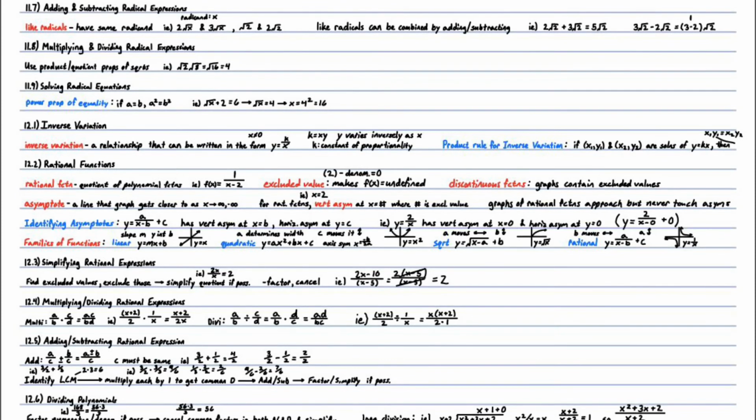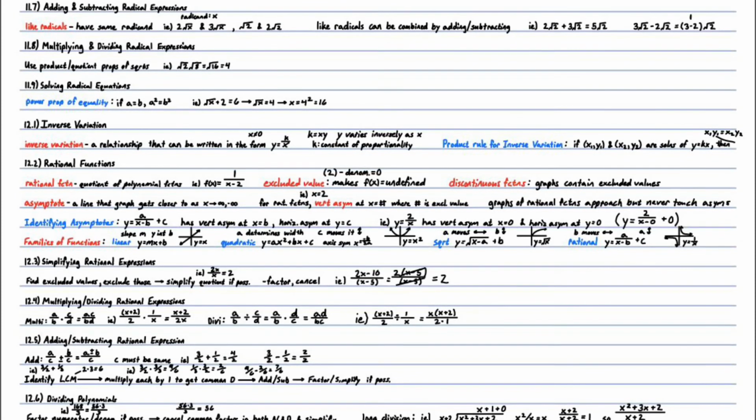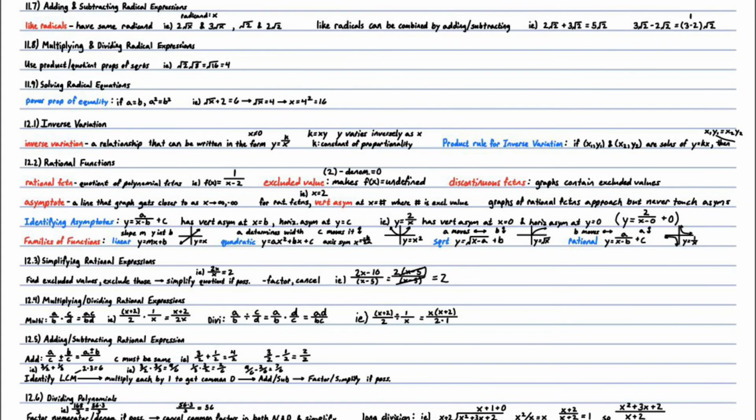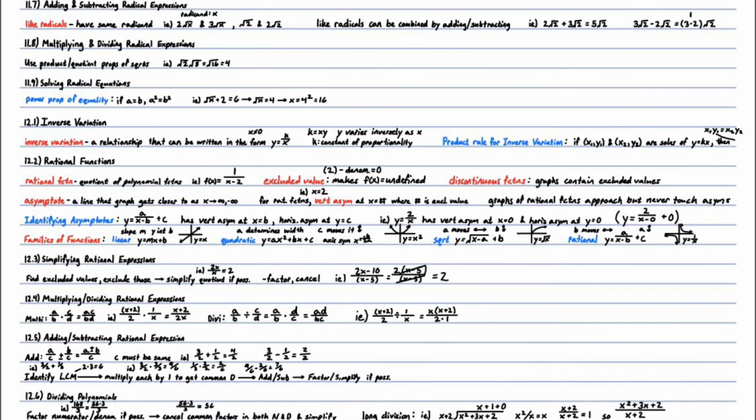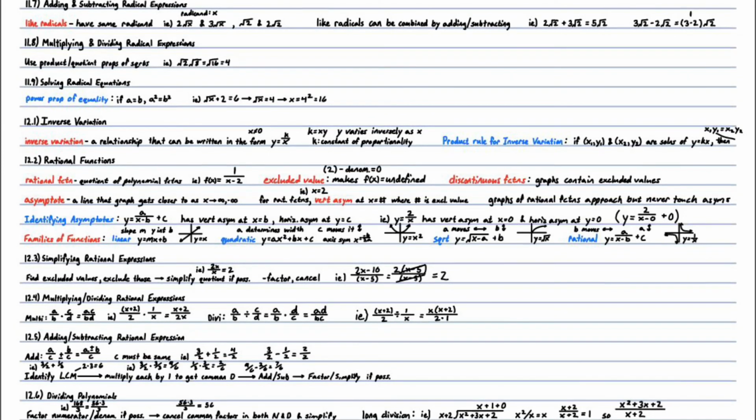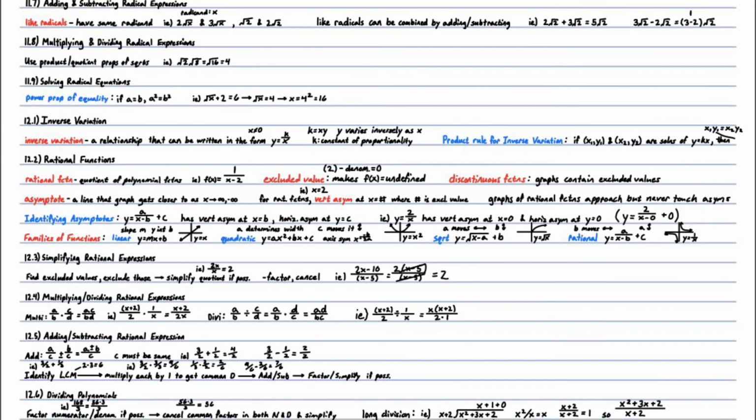Multiplying and dividing radical expressions. Use the product and quotient properties of square roots, i.e., the square root of a times the square root of b equals the square root of the product ab. Solving radical equations. Power property of equality: if a = b, then a² = b². Squaring both sides of an equation results in an equivalent equation.